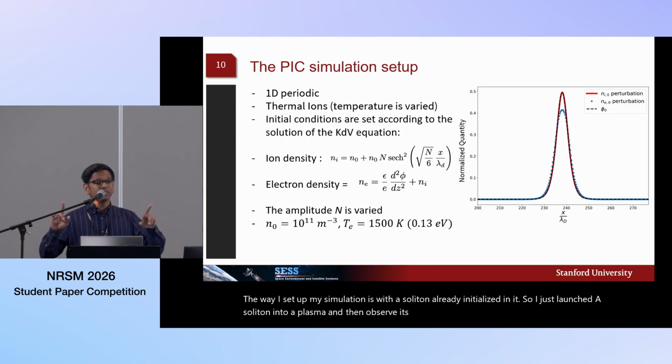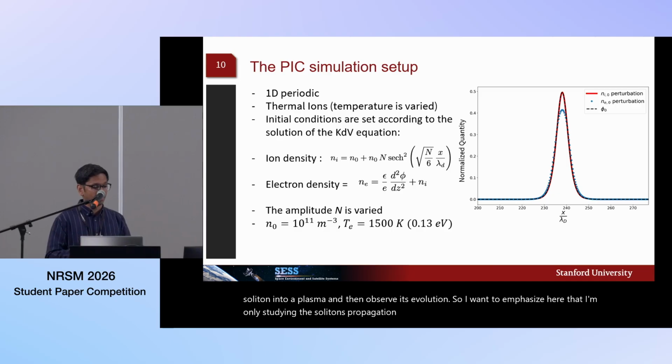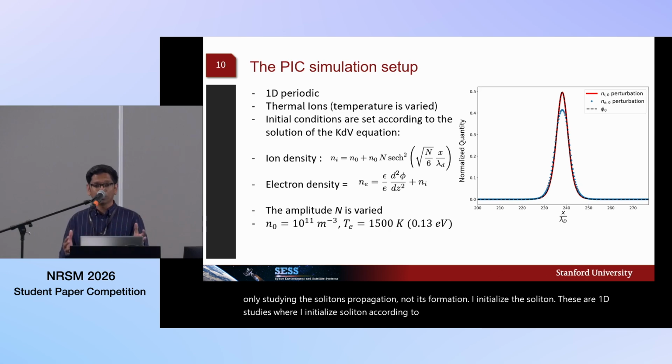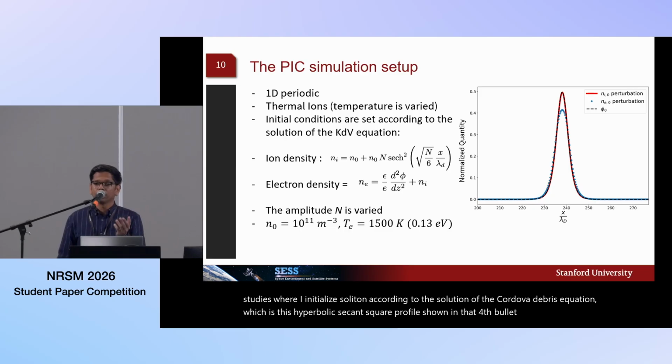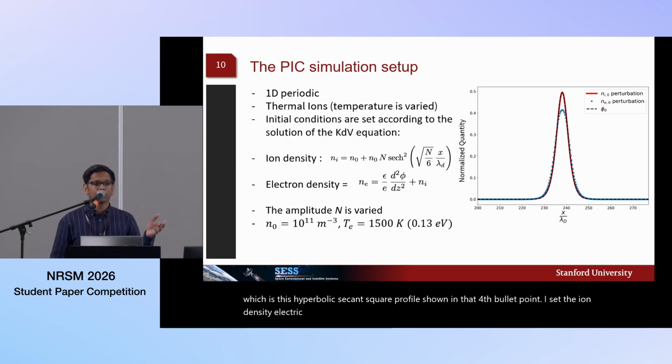So I want to emphasize here that I'm only studying the soliton's propagation, not its formation. These are 1D studies where I initialize the soliton according to the solution of the Korteweg-de Vries equation, which is this hyperbolic secant squared profile shown in that fourth bullet point. I set the ion density, electric potential, and velocity according to this, and those initial profiles are shown on the right there.